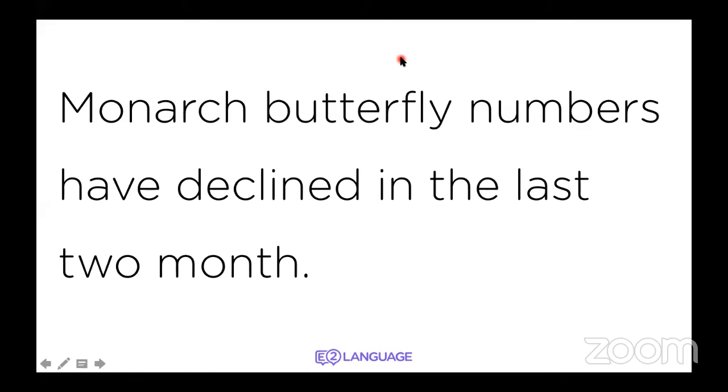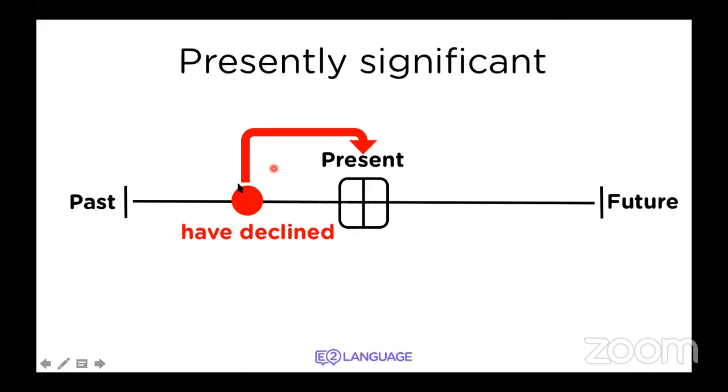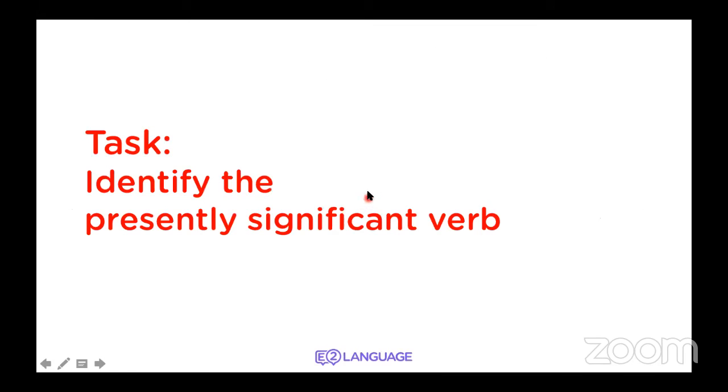Cool. So monarch butterfly numbers have declined in the last two months. Sorry, my mistake. So, have declined in the last two months. It's presently significant. And there's no precise time that they declined. There's no exact time. Over the past two months, the number of butterflies has been decreasing or declining. So it works like this. It's presently significant. So the butterfly numbers have been declining or have declined. And so it becomes present because we're talking about it now. It's presently significant. Cool, one more.